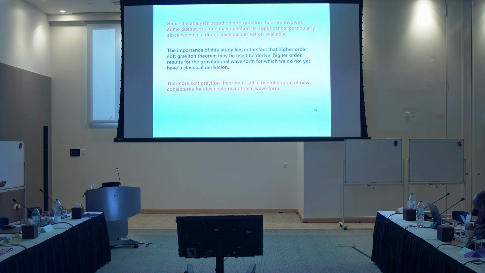The point here is that higher order soft graviton theorem can be used to derive higher order results for the gravitational waveform, and we will describe some higher order results in the gravitational waveform exactly in the same spirit that we described earlier. And for these we do not yet have a classical derivation. So, certainly soft graviton theorem is a simpler way of arriving at the results, even though we are not sure if the results are correct because it is not a rigorous derivation. Nevertheless, if it gives a result that is correct and that has been tested, maybe that gives a confidence that we can even trust the next order result. At least we can use the next order result to arrive at some conjecture which we may now try to prove using classical methods. So, that is where the value of the soft graviton theorem lies. And this is why soft graviton theorem is still a useful source of new conjectures for classical gravitational waveform.